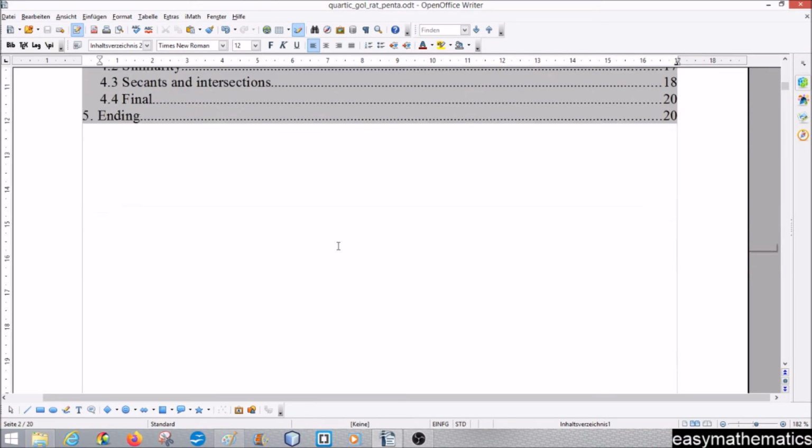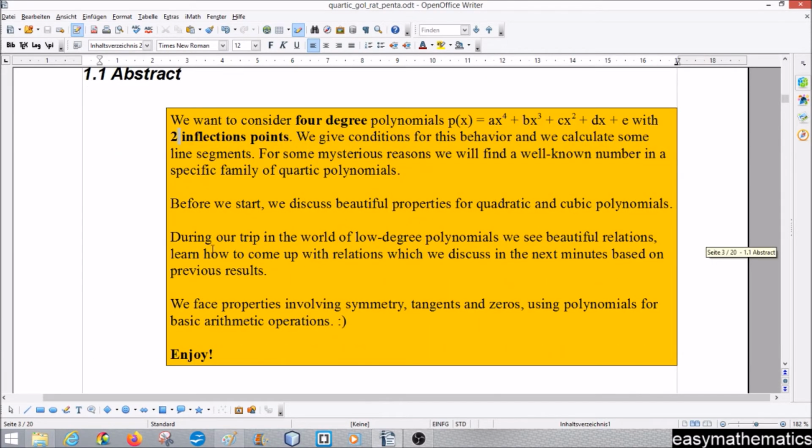Okay, so what we want to do is consider a degree 4 polynomial, ax to the power 4 and so on, with two inflection points. And of course we will give necessary and sufficient conditions for this behavior. And for some mysterious reason we will find a specific number. It's the golden ratio, as you can guess.